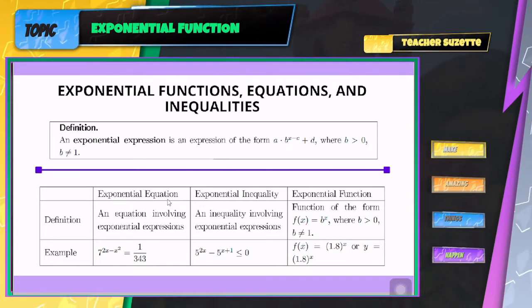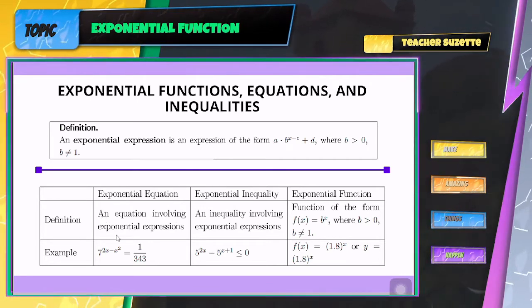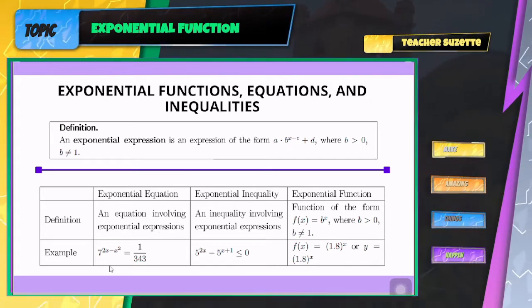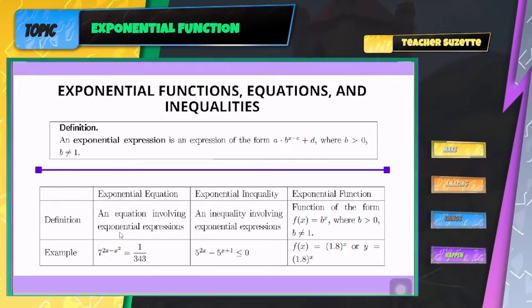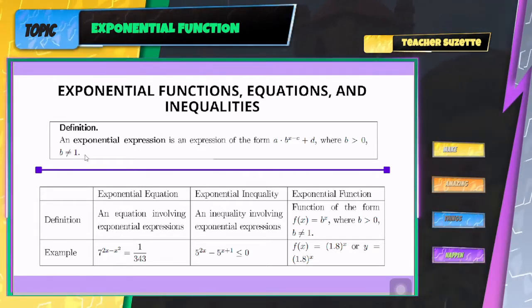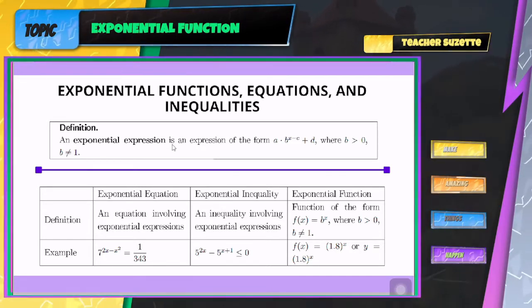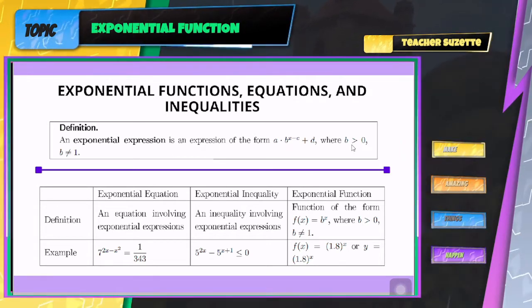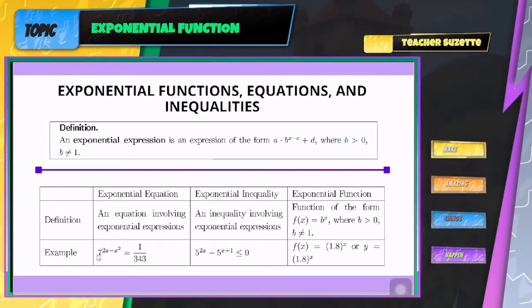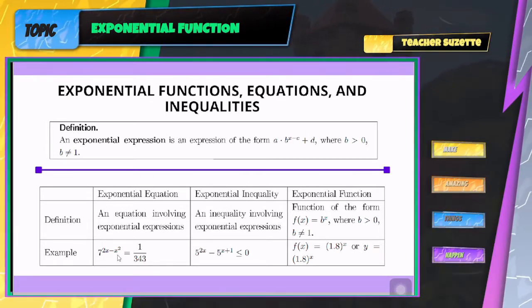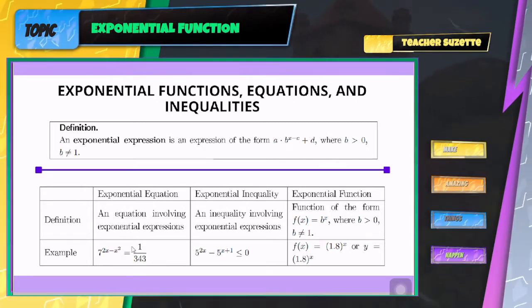When you say exponential equation, this is an equation involving exponential expressions. Both sides of the equation may have an exponential expression, or just one. What matters is that you always follow the definition of the exponential expression, specifically that the base is greater than 0 and not equal to 1. So, here is the example: 7 raised to 2x minus x squared equals 1 over 343. Of course, we are dealing with an exponential equation, so there is the presence of an equal sign.